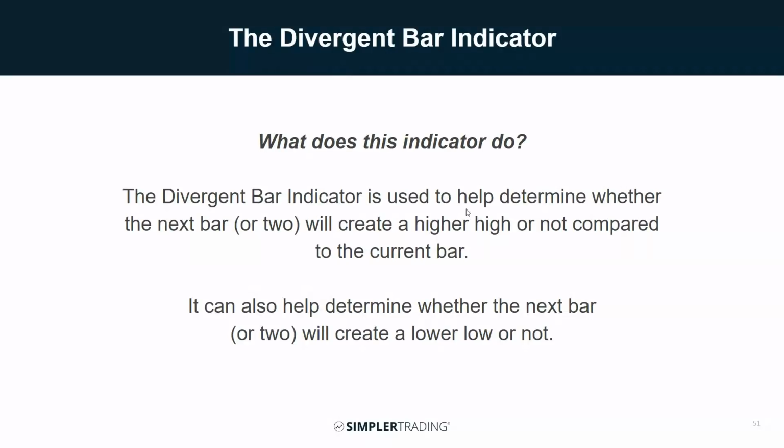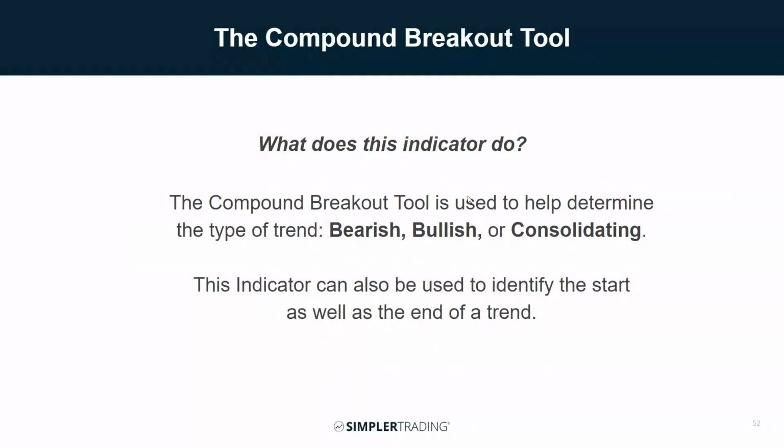So what does the divergent bar indicator do? Well, this is used to help determine whether the next bar or two will create a higher high or not compared to the current bar. And it can also help determine whether the next bar or two will create a lower low compared to the current bar.